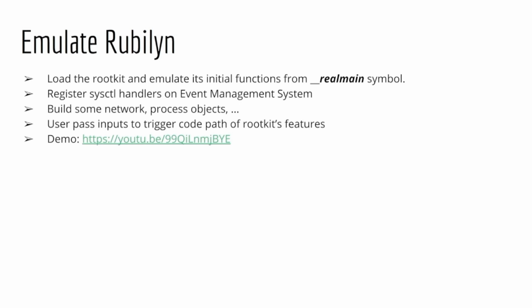To emulate Rubelin, I load it and run its initial function. Then it will automatically register some callbacks to my EMS. I also build some default objects like a network, sysctl arguments, and fake processes. Here is the demo.